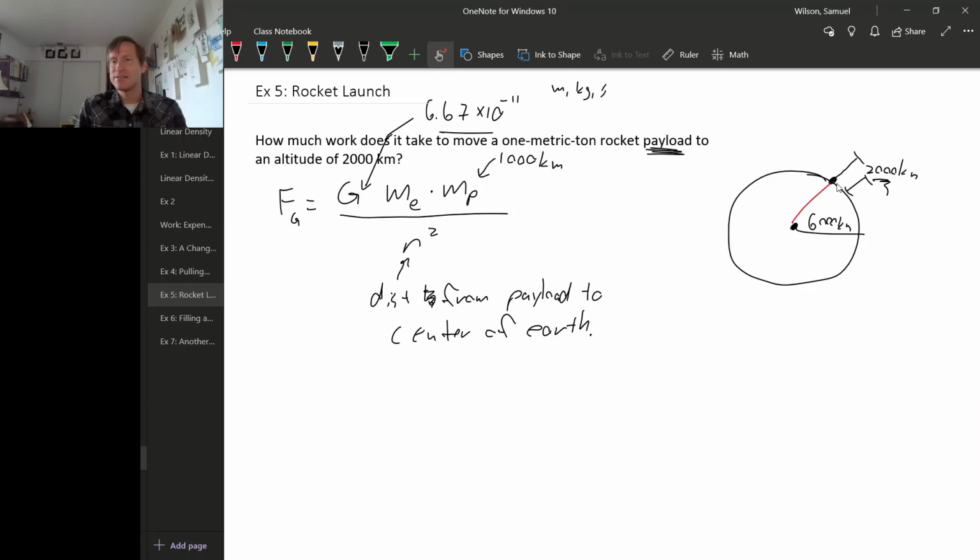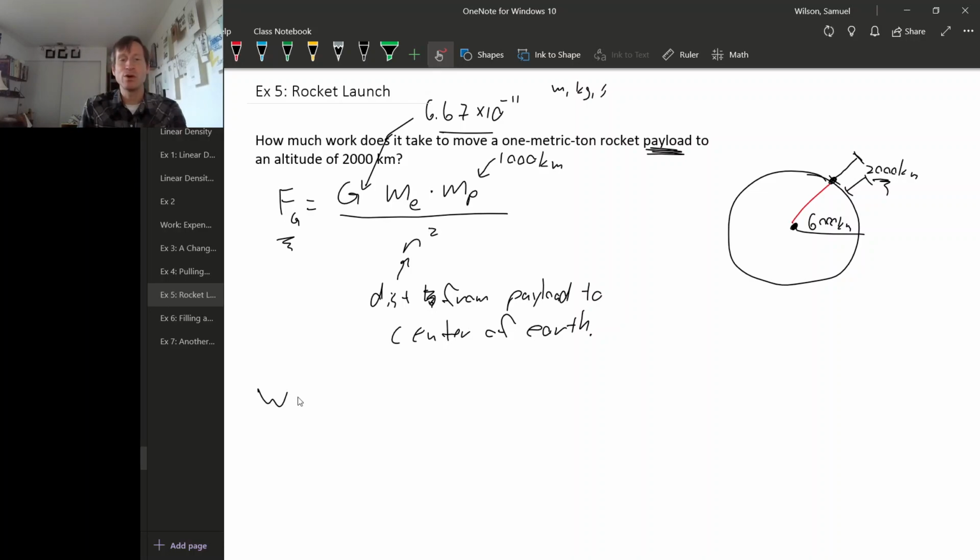So as our payload moves from where it starts up to 2,000 kilometers, this r changes, and so the force due to gravity will also change. So this force is not a constant as our payload moves up to an altitude of 2,000 kilometers. So to figure out how much work it's going to take, we can't use the constant equation for work. We have to instead break things down into small pieces.